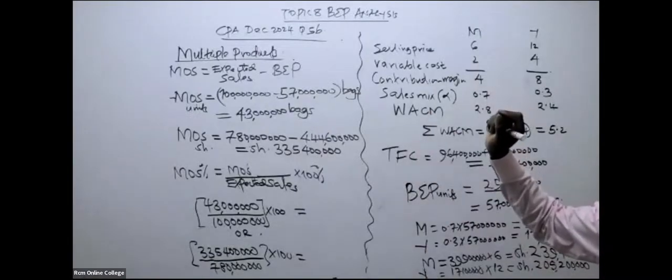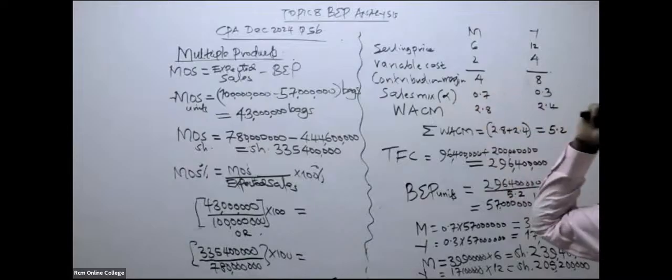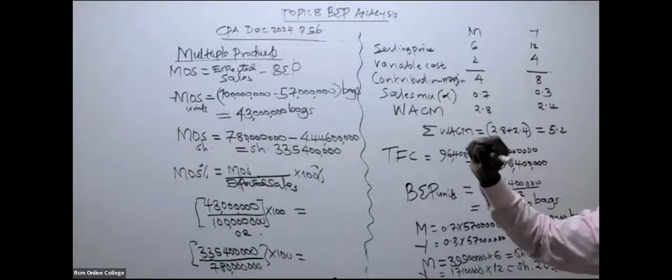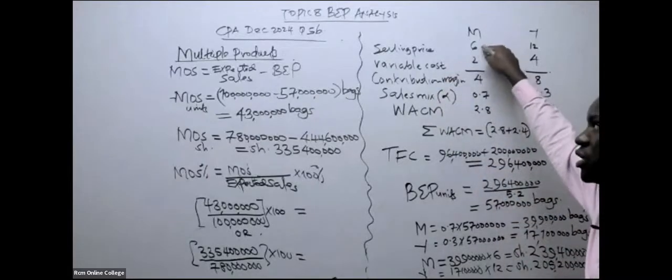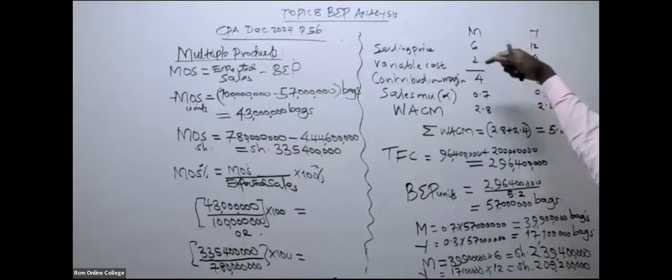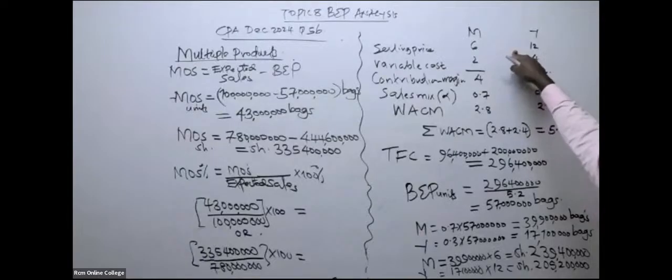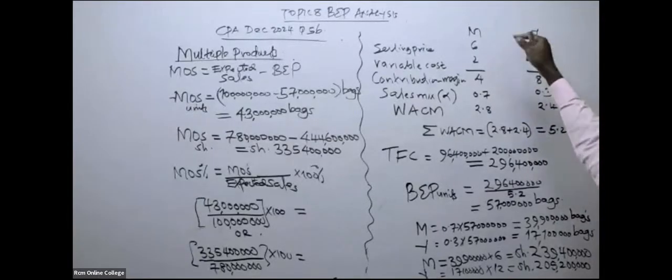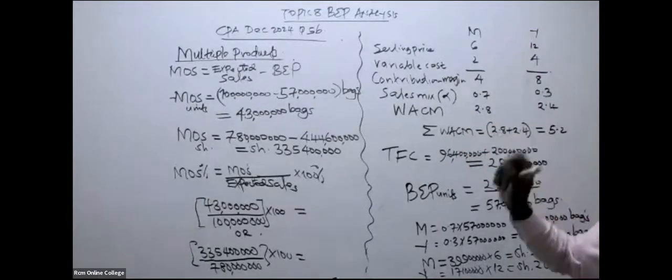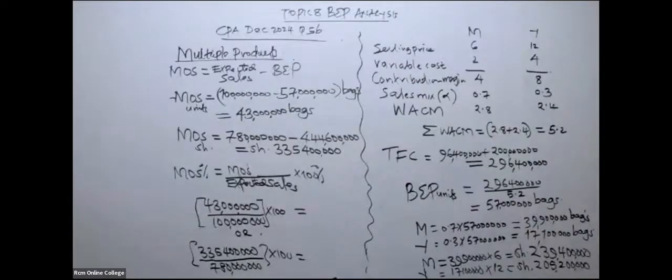70 million is the expected sales of product M. We multiply by 6 shillings. What is the expected sales of product Y? 30 million. 30 million by 12. So it is 70 million by 6 plus 30 million by 12. What will we have?